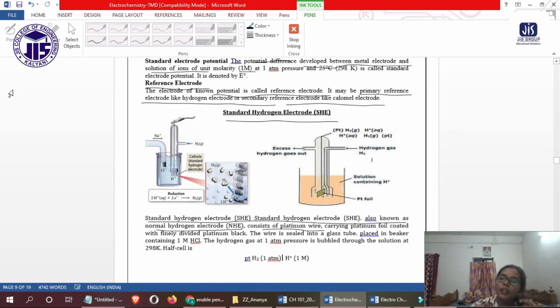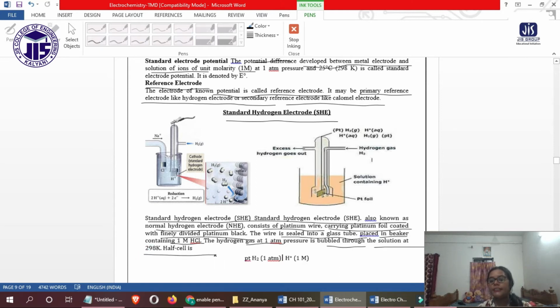We have the platinum wire in that electrode carrying platinum foil coated with finely divided platinum black. The wire is sealed into the glass tube and placed in a beaker. You can see here, this is placed in a beaker containing 1 molar HCl, that is the electrolytic solution. The hydrogen gas at 1 atmospheric pressure is bubbled through the solution at 298 Kelvin.